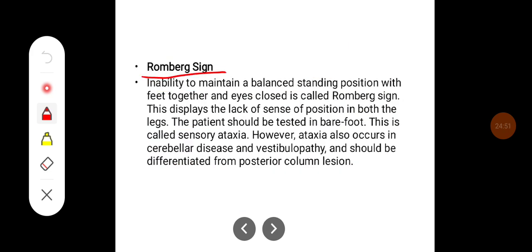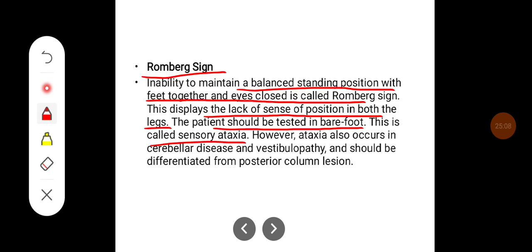Romberg sign is the inability to maintain a balanced standing position with feet together and eyes closed. This displays the lack of sense of position in both legs. The patient should be tested in bare feet. This is called sensory ataxia. However, ataxia also occurs in cerebellar disease and vestibulopathy and should be differentiated from posterior column lesion.